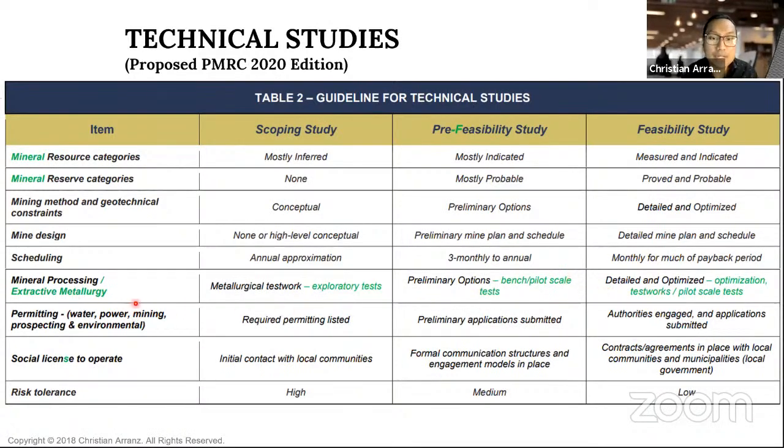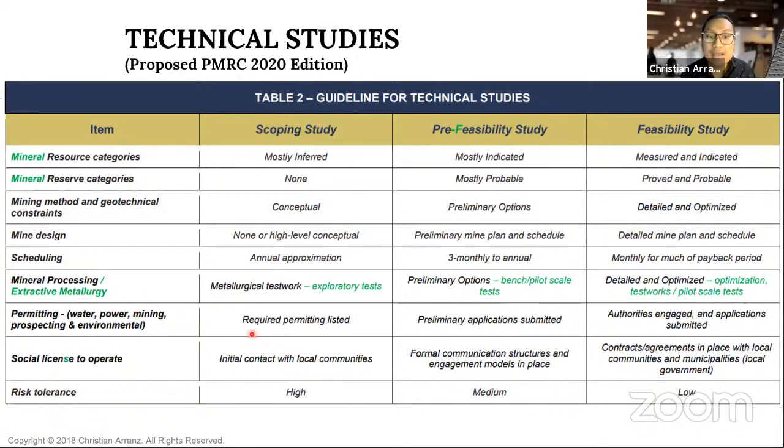Okay. Sa mineral processing, sa metallurgical test work, kapag scoping study, metallurgical test work muna, exploratory test. Ibig sabihin, nagte-test ka pa lang ng mga nakukuha from drilling. Pag sa pre-feasibility, you're already looking at bench or pilot scale test. Ibig sabihin, meron ka nang at least initial setup or pilot plant nung gagawin mong processing, okay? Tinetest mo na siya. And then ito, you're just doing optimization test works and pilot scale tests.